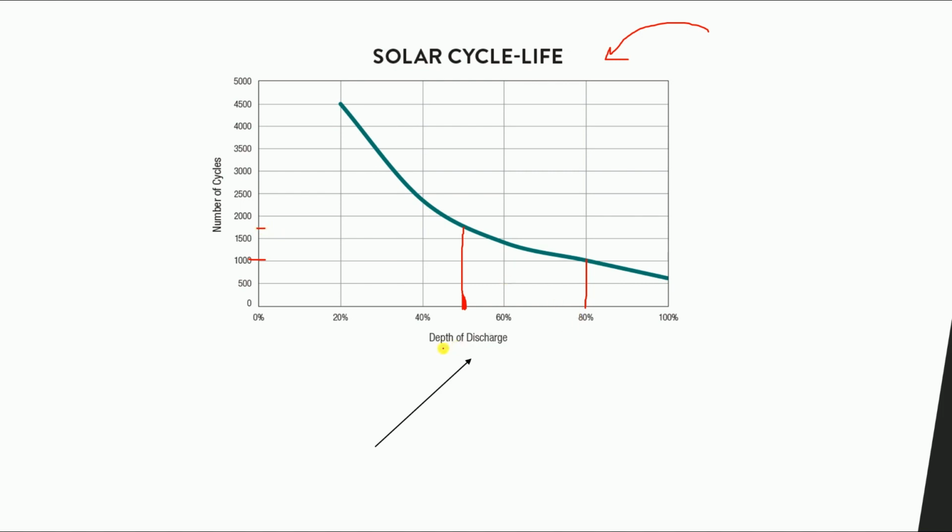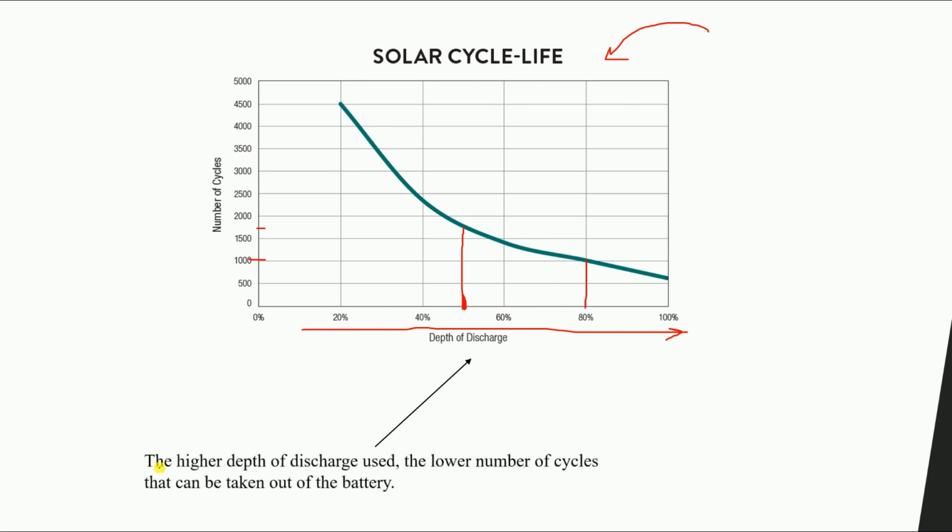So as the depth of discharge increases, as we learned before, the lifetime of the battery, or number of cycles, will start decaying. The higher the depth of discharge used, the lower the number of cycles that can be taken out of the battery. If you don't know about depth of discharge or you have forgotten about it, get back to our lessons. You will find the lesson for the cycle life and the depth of discharge.